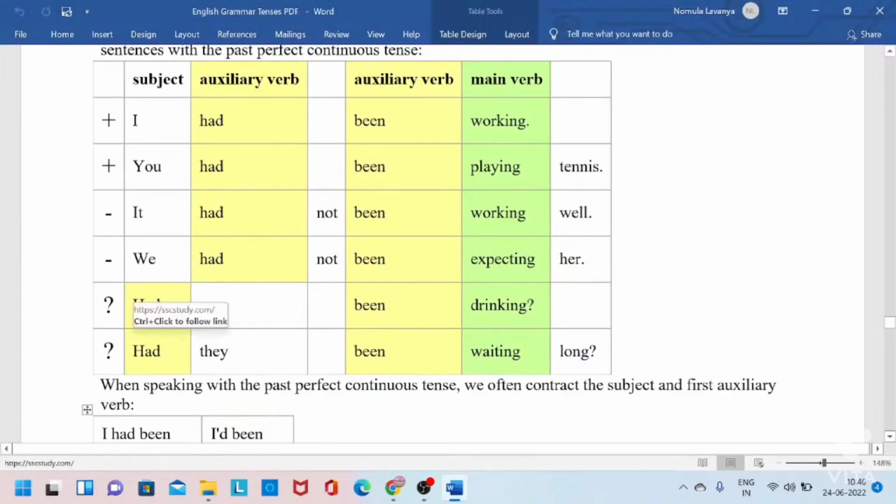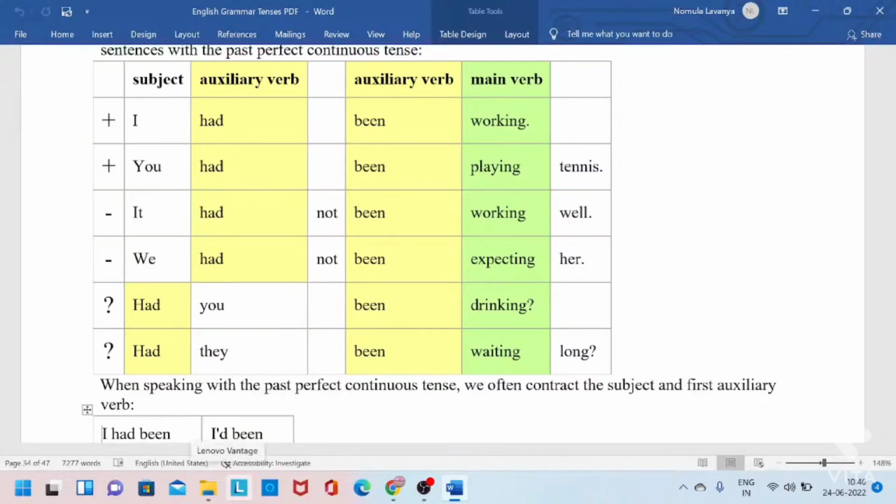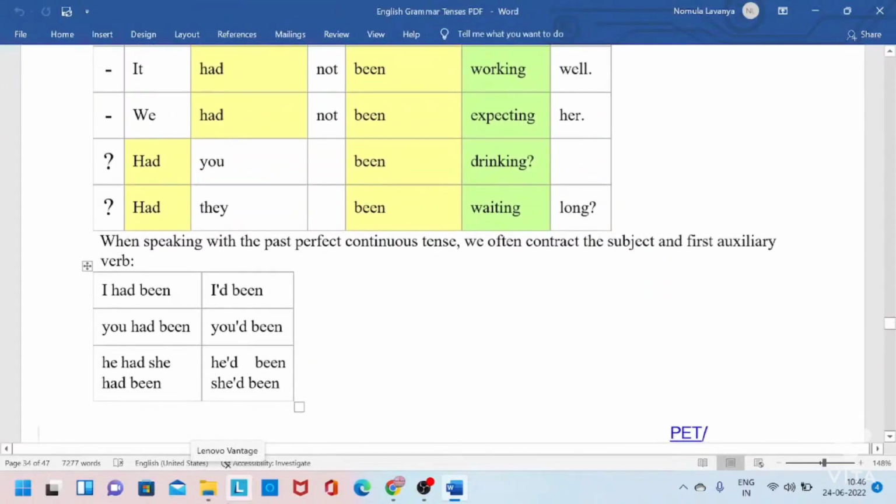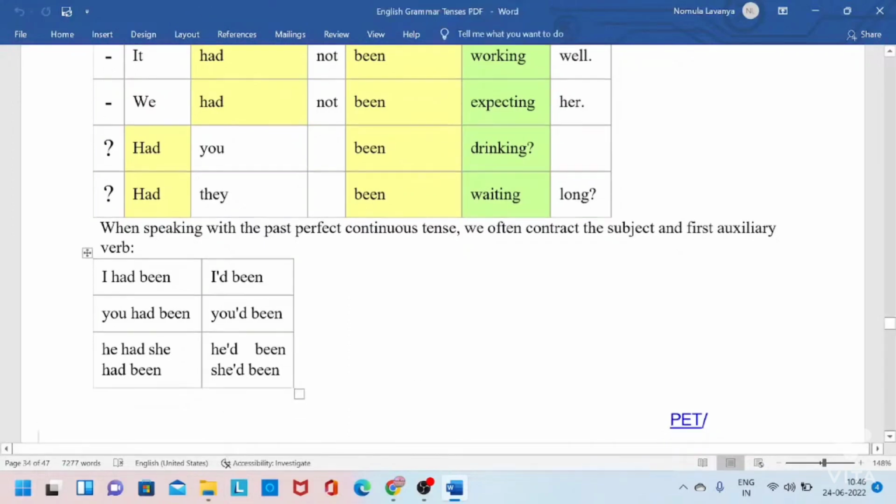And for the question formation: had you been drinking? Had they been waiting long? So while speaking the past perfect continuous tense, we often contract the subject and the first auxiliary verb, like I'd been, you'd been, she'd been. Okay, and let us continue.